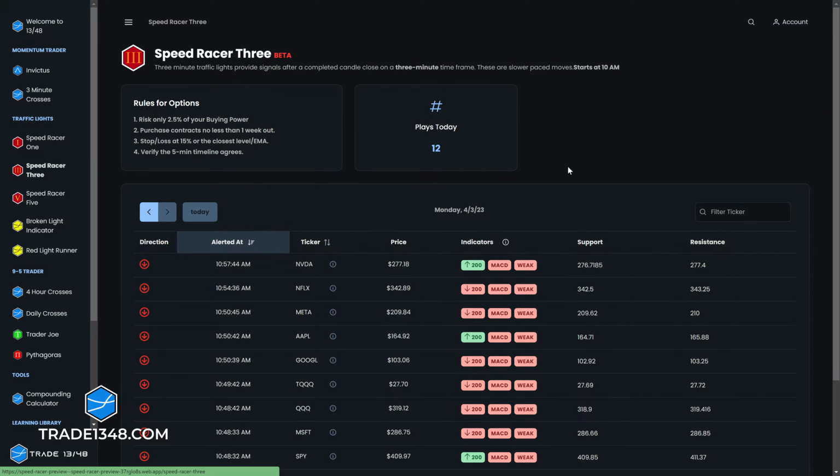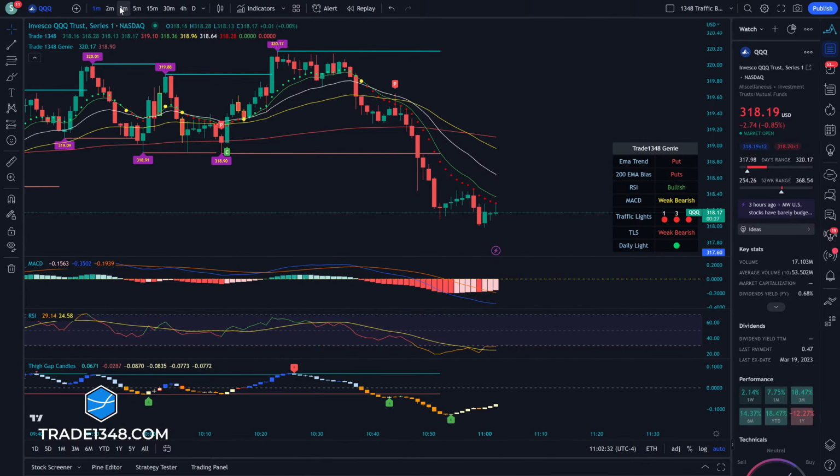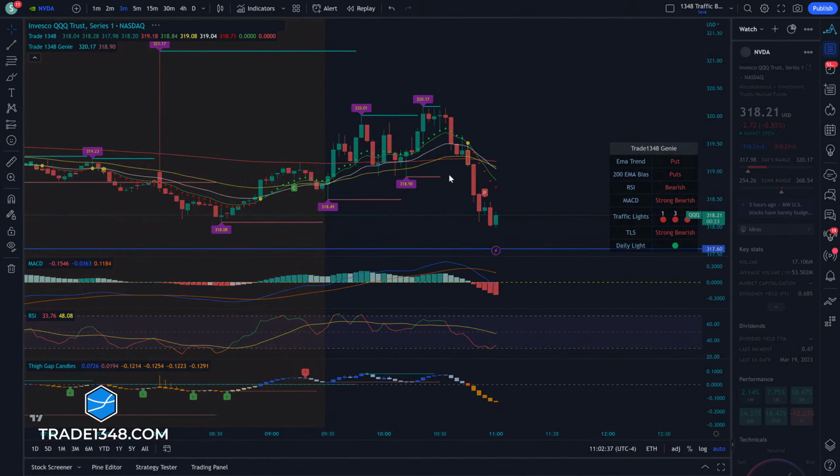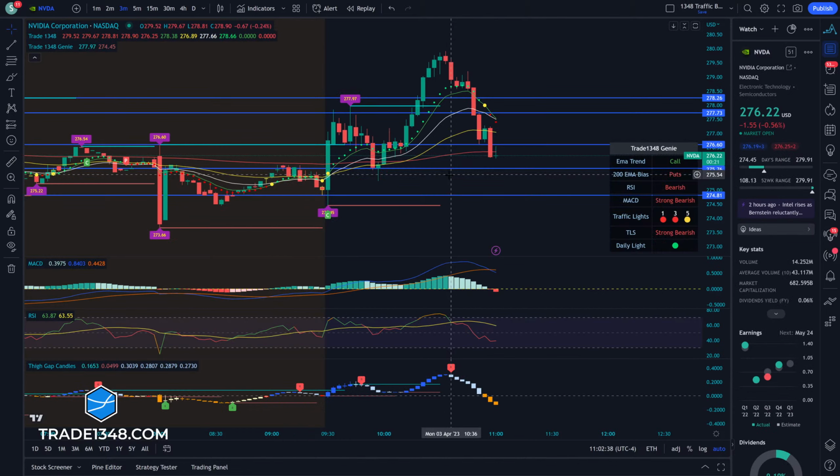Okay, let's see Speed Racer 3, 1057 on Nvidia. Let's go ahead and look at Nvidia on a 3-minute. How you doing, Nvidia? One more time for the guys in the back. All right, traffic light here, 1054. We got it on the close.